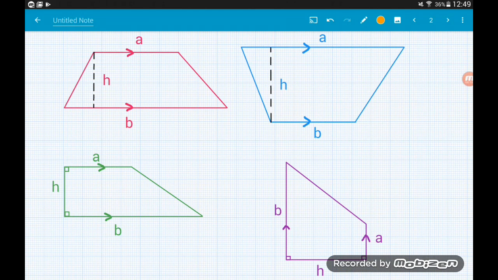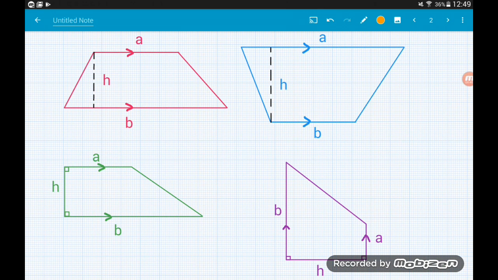So all four of these chaps out here are indeed trapeziums, even though we've got this one on the top right that looks like he's upside down. He still has one pair of parallel sides. And this guy in the bottom left, it's got two right angles in it. That's absolutely fine. That can happen. And we've got this guy on the bottom right who looks like he's sat on his side. That is also absolutely fine, though he is one to watch out for. Sometimes he does cause quite a bit of confusion, I find.